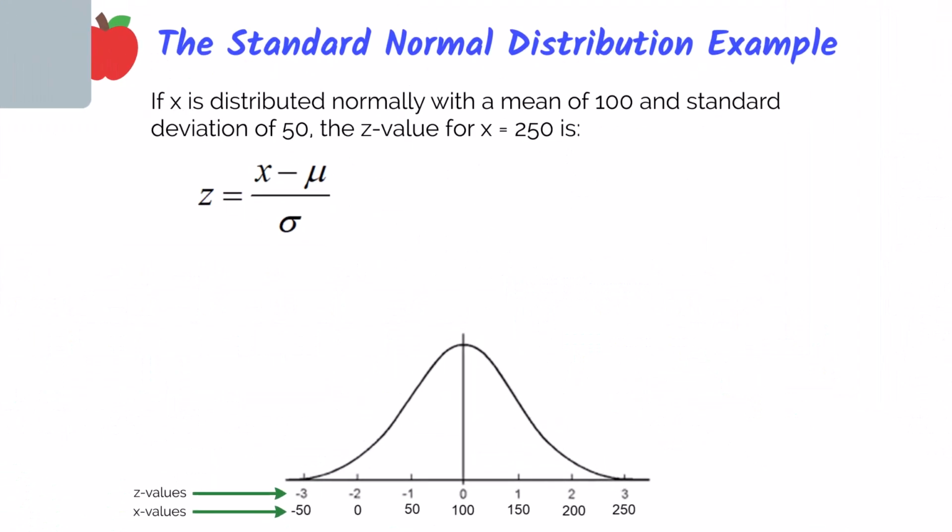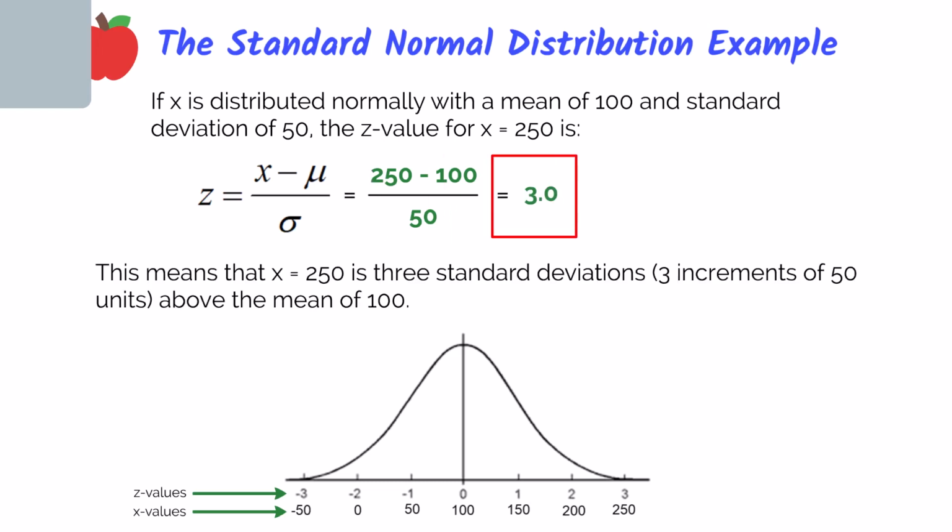Let's go ahead and review an example of calculating the z value as a refresher. Here is our x distributed normally with a mean of 100 and our standard deviation of 50. So what is the z value if our x is 250? Here is the z formula again. We're going to plug in x of 250 minus 100 for our mean, and then we're going to divide it by our standard deviation of 50, and we get 3. In other words, this means that 250 is 3 increments of 50 units above the mean of 100.